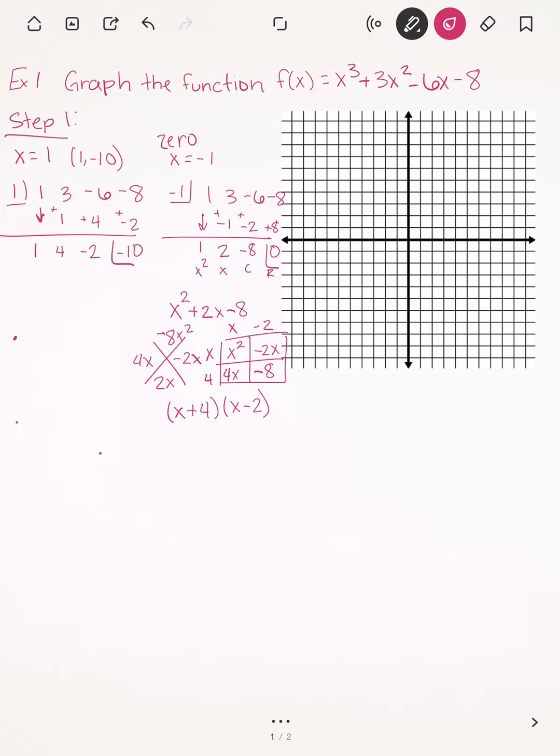Now, in order to solve it, I need to set each factor equal to 0 to solve for x. I subtract 4, and it becomes x equals negative 4. I add 2 on both sides here, so x becomes 2. So I have a zero at negative 1, a zero at negative 4, and a zero at positive 2. I'm going to go ahead and plot those. Positive 2, negative 1, negative 4. Those are my zeros.